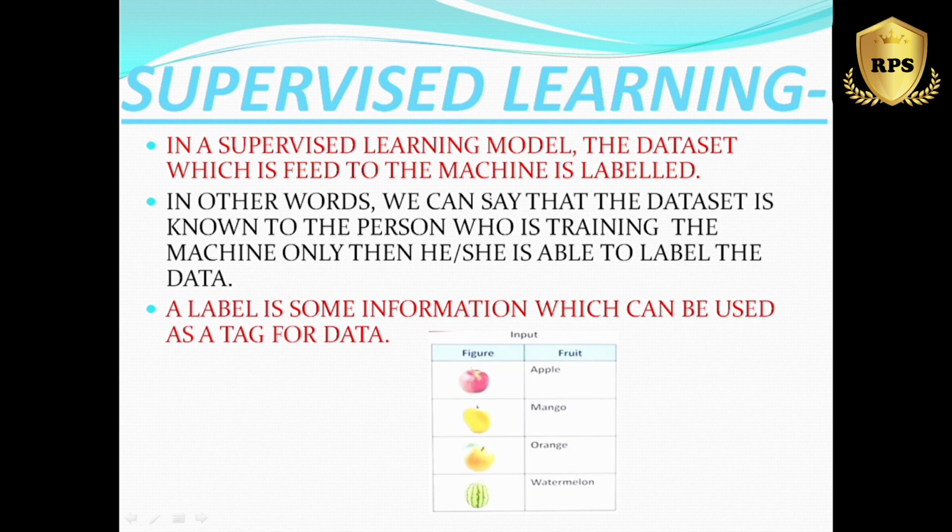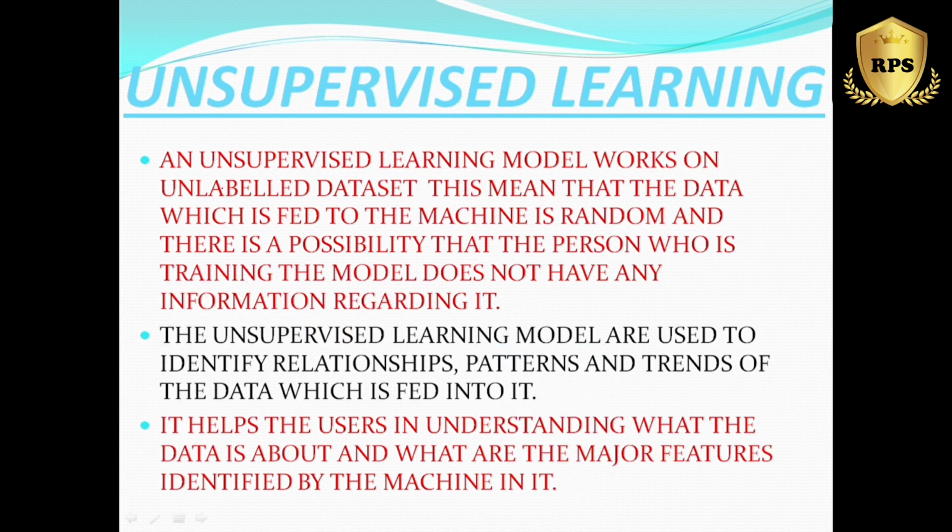A label is information which can be used as a tag for data. Here this one is apple, simple data is given. For mango here we have labeled, orange is also labeled, then watermelon is also labeled. That is labeled data. Now unsupervised learning. An unsupervised learning model works on an unlabeled dataset, so it doesn't require a labeled dataset. It works totally on an unlabeled dataset.